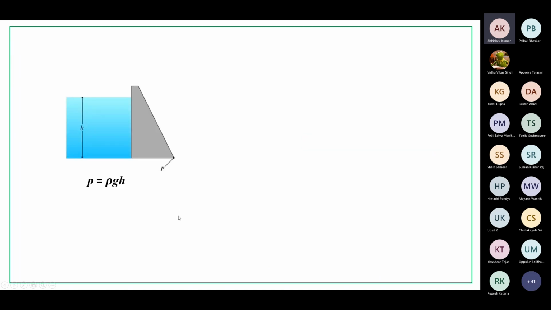Now suppose, see, this is the dam. Why is the dam structure like this? Why not a straight wall with this bottom thickness? Why is the dam wall like this?